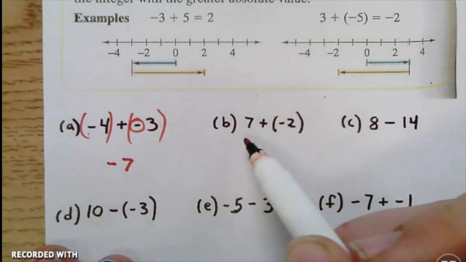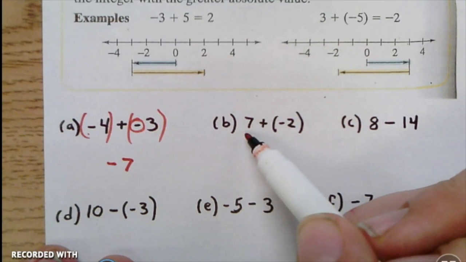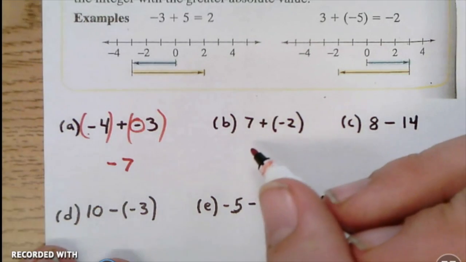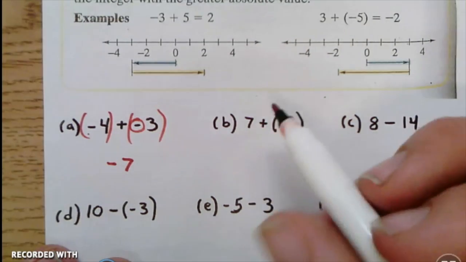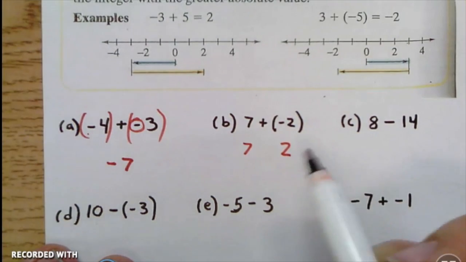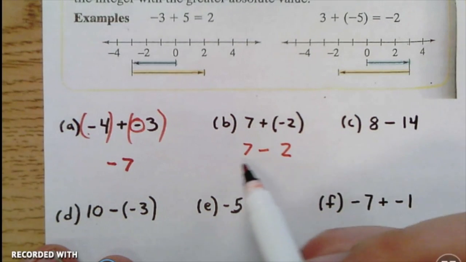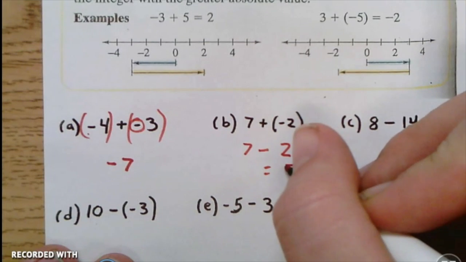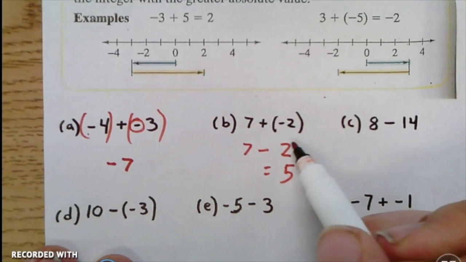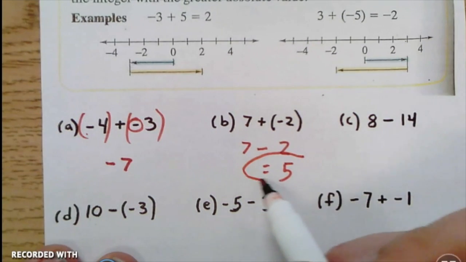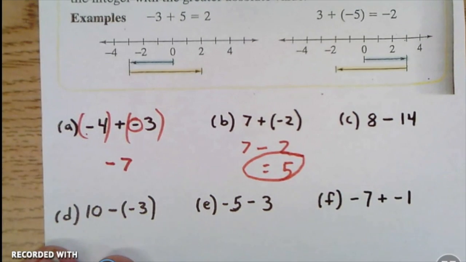What about this one? 7 plus -2. Well, this would be 7 yellow and 2 red. Different sign, find the difference. So I've got their absolute values of 7 and 2, and I'm going to subtract them. So that's finding the difference. 7 minus 2 is 5. And then I'm going to give it the sign of the bigger number. So 7's bigger and 7 is positive. So my answer is +5.